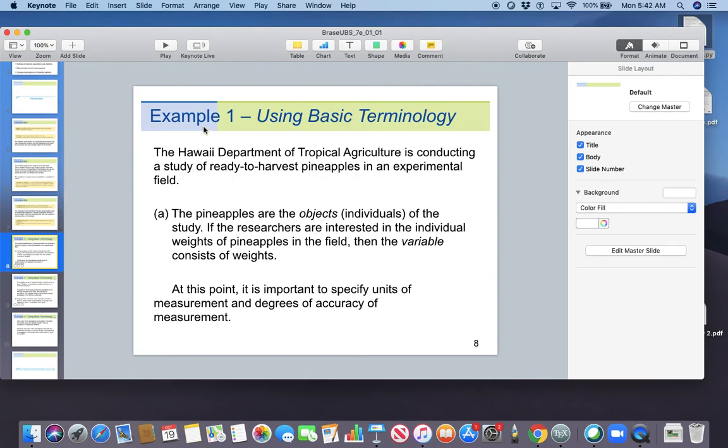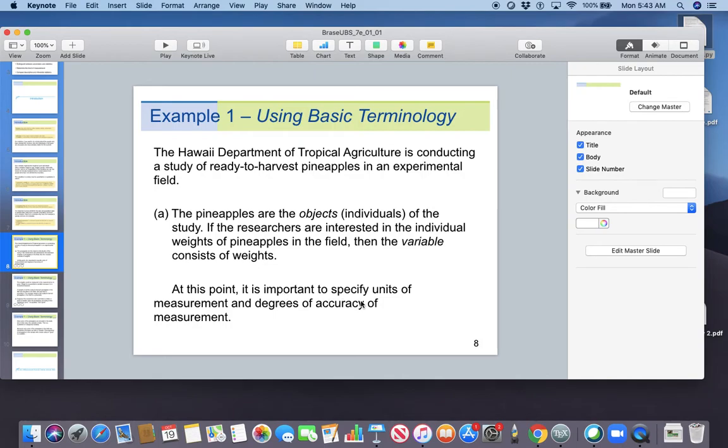The first example, let's use basic terminology. The Hawaii Department of Tropical Agriculture is conducting a study of ready to harvest pineapples in an experimental field. The pineapples are the objects. Okay, we are studying pineapples. So, pineapples are the objects. So, they are the individuals of study. If the researchers are interested in the individual weights of pineapples, then the variable is weight. Okay, the variable consists of weights.